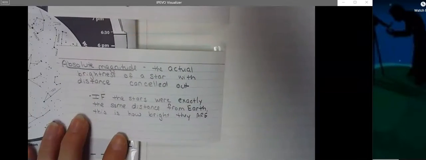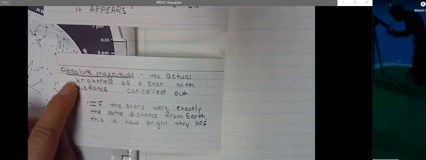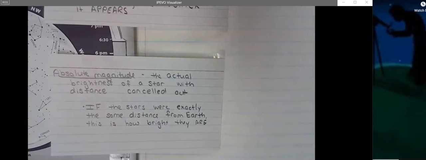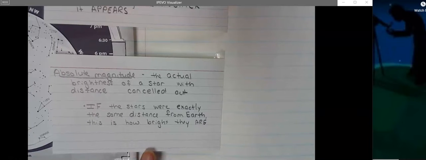The other definition that you need here is absolute magnitude. Absolute magnitude is the actual brightness of a star with distance canceled out. And so it's when astronomers say, okay, if we could get all of these stars that we're looking at exactly the same distance from Earth, this is how bright they really truly are.